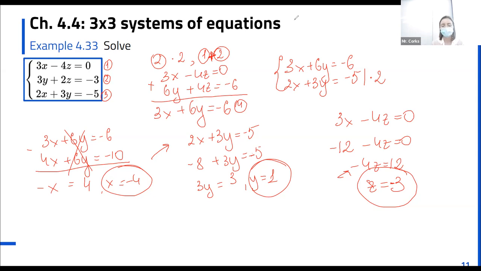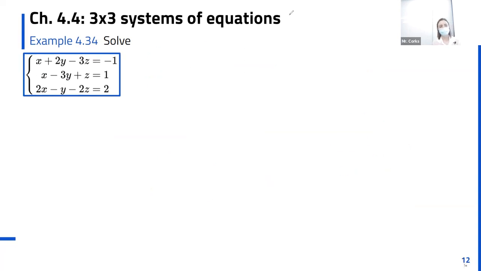Okay, you can take a screenshot if you're not done yet, and we will continue. Here, the same, we need to solve a system of equations 3 by 3.